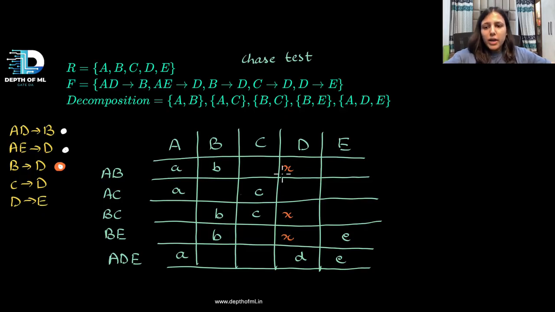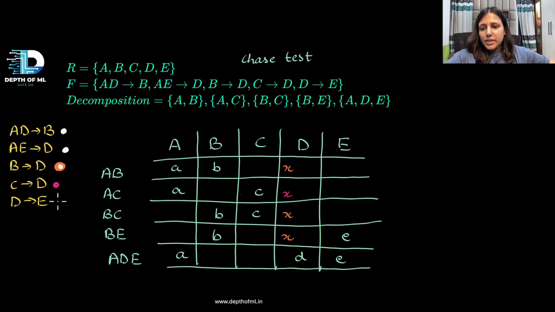Okay. So here I did not know what this value is going to be. I'm just putting a dummy variable here, which is x. Okay. Fine. So given this, we have done this. Now let's go to the fourth dependency, which is C determines D. So here these two have the same value for C, so they should also have the same value for D, right? So what is the value? Now D has value x, so we'll fill the same value x over here.